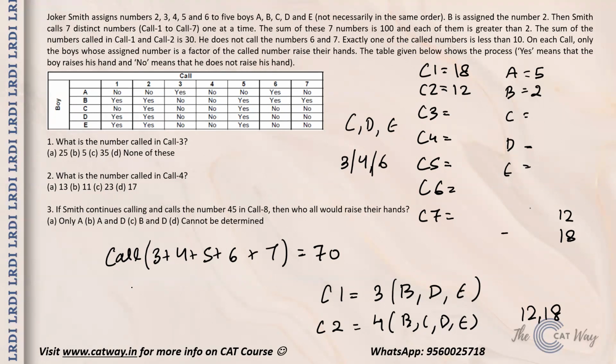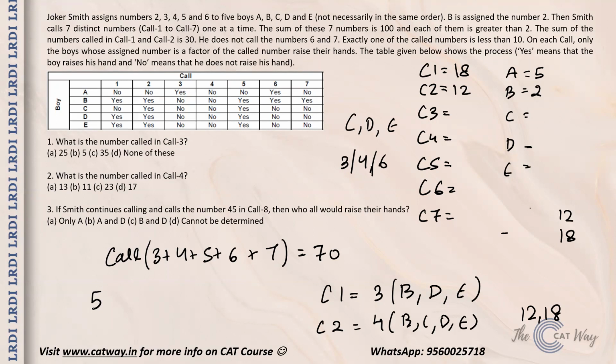Chalo. Now if you look at C3, the hand has been raised only by A, who was assigned the number 5. That means the number possible is 5. Then if it is 10, B has to raise. If it is 15, the person given 3 has to raise. If it is 20, the person given 4 has to raise. It cannot be 25, because then 2 people will have to raise.